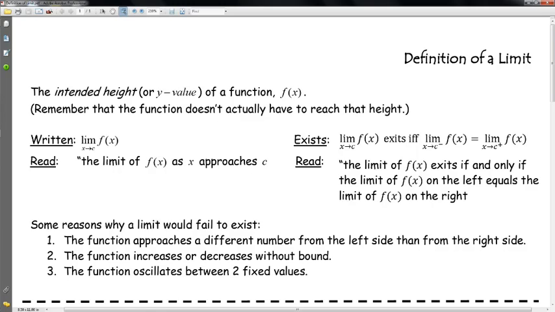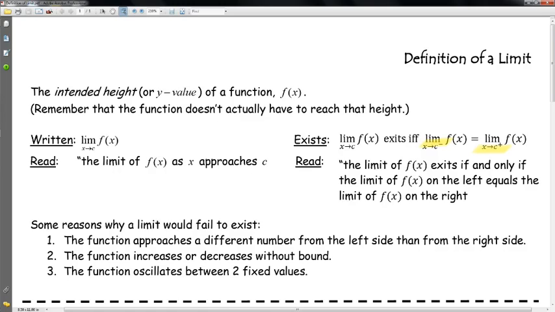When we talk about a limit existing, we're talking about the limit as x approaches c of f of x existing if and only if, that's what that iff means, the limit as x approaches c from the left, and we denote a negative by approaching to the left, of f of x, is equal to the limit as x approaches c from the right, and the way that we denote to the right is with that little plus sign, of f of x.